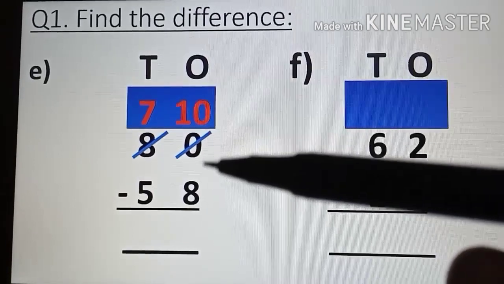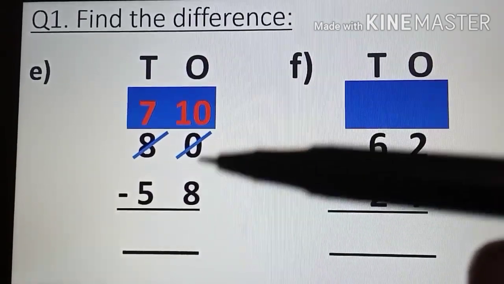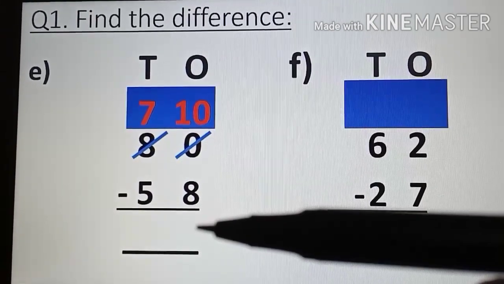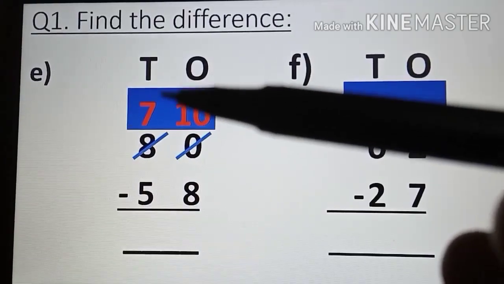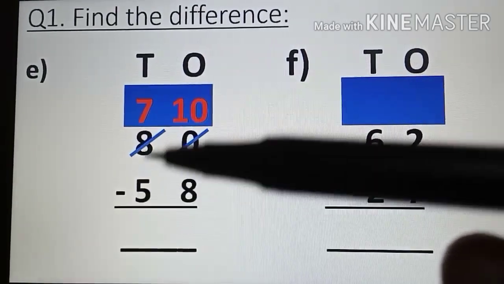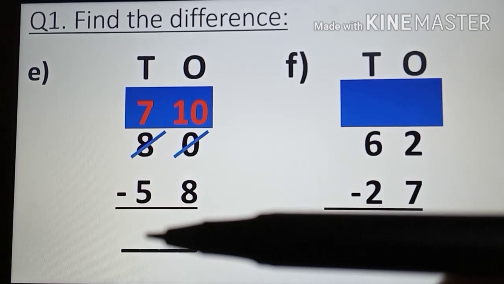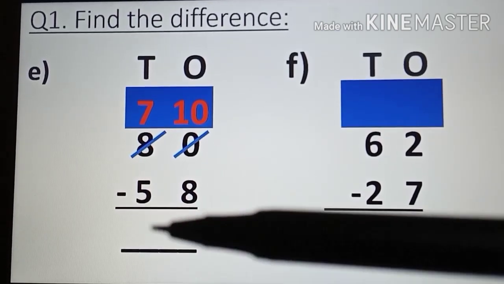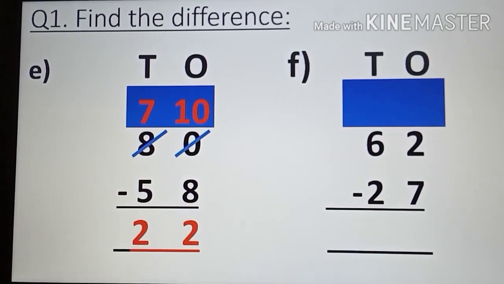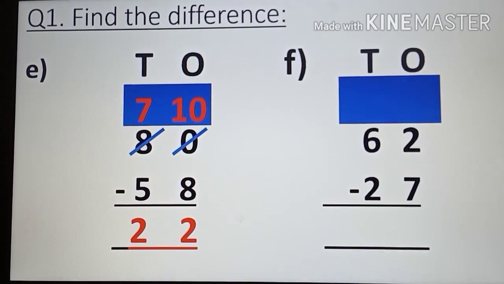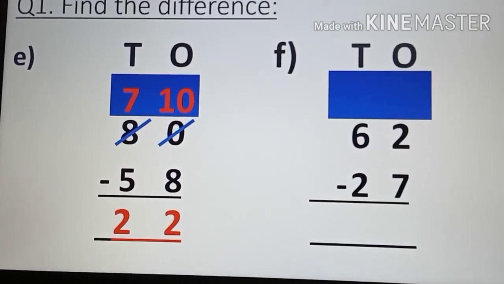Now under the ones column, we have to subtract 10 and 8. So 10 minus 8 is 2. Under the tens column, we have to subtract 7 and 5. So 7 minus 5 is again 2. So our difference will be 22. Clear? Move to question number F.